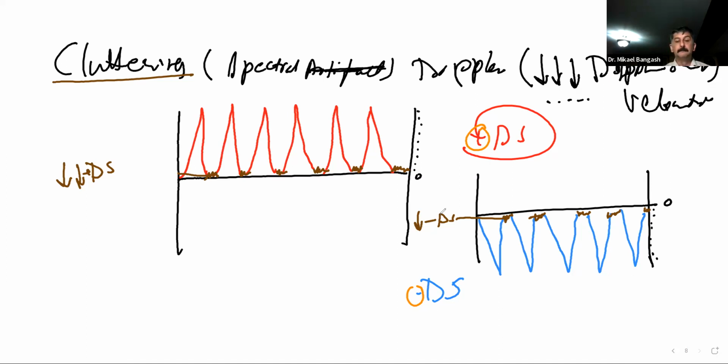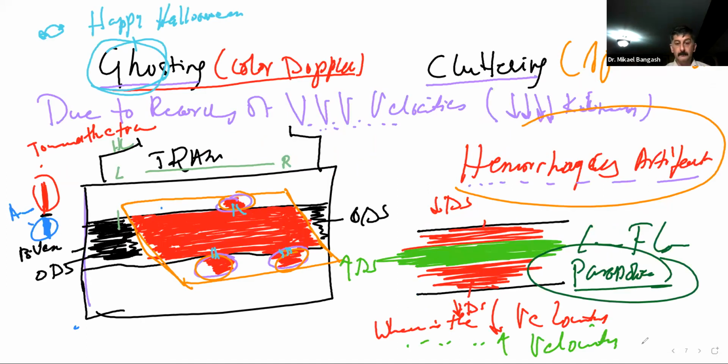Did that make sense? In spectral Doppler, we call it cluttering. And in color Doppler, we call it hemorrhaging. No, not hemorrhaging, sorry, ghosting, sorry.